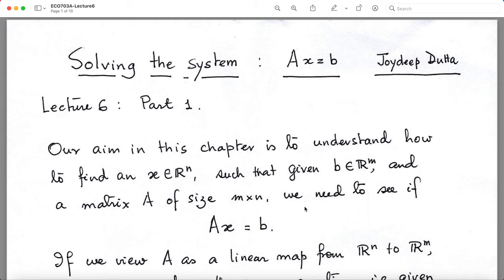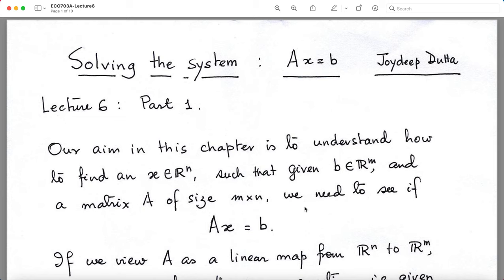We now come to the heart of linear algebra. Linear algebra essentially is concerned with solving the system Ax equal to b. The system Ax equal to b is a system of n linear equations, linear functions on the left side, and each of them are equal to some number on the right side. So find a common x which will solve all of these. That's the meaning of solving the system Ax equal to b.